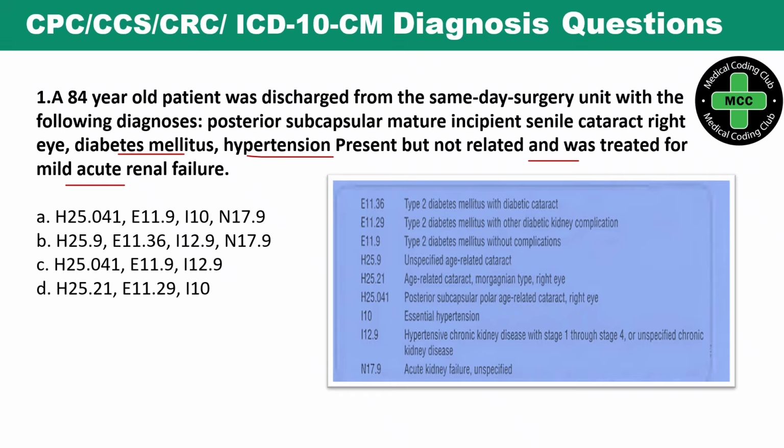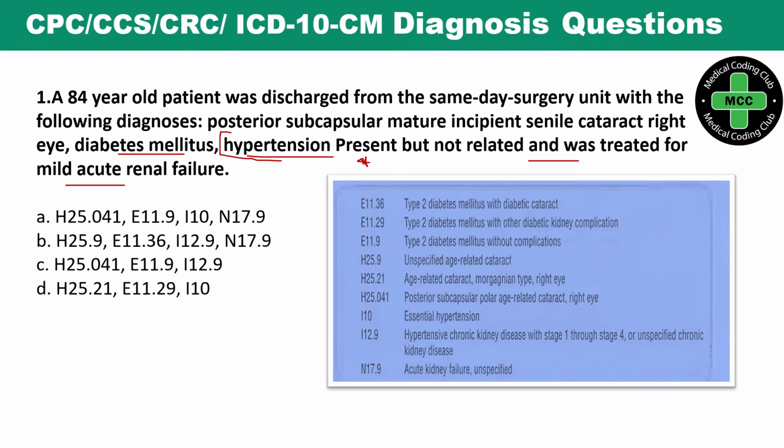To apply or code combination codes, we should know the coding guidelines. So here we have 4 coding guidelines, and if you see, the question states hypertension present but not related, and was treated for mild acute renal failure. They are stating that hypertension is not related. This is one key point, and you can take your time, pause the screen, and check all the code descriptions. I have attached the code descriptions here. I will directly go and discuss the answer and the associated coding guideline, so you can take time and navigate all the codes.